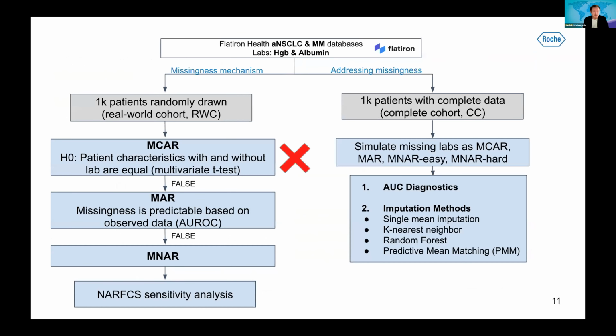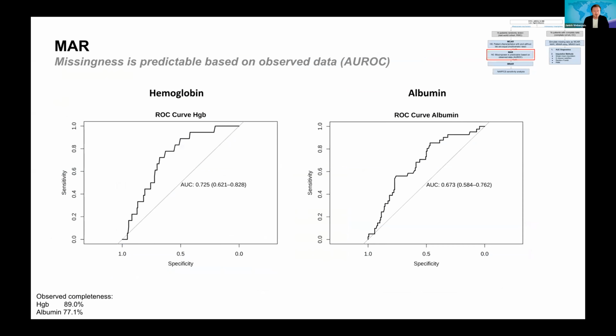So we rejected missingness completely at random as the underlying mechanism, and we went on to investigate missingness at random by fitting a random forest classifier model to predict the missingness. And here the random forest classifier results suggested a moderate predictability with AUCs that were comparable to the ones that we observed in our validating simulations before, providing some evidence for MAR.